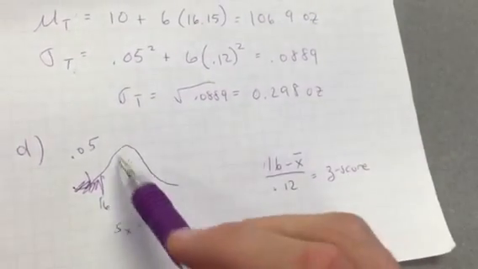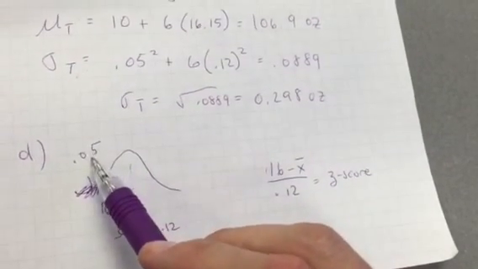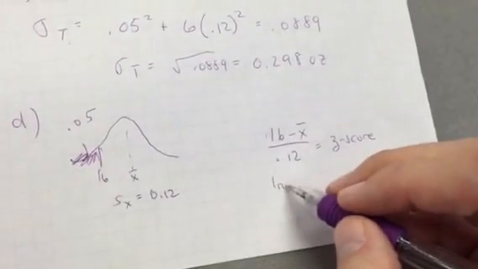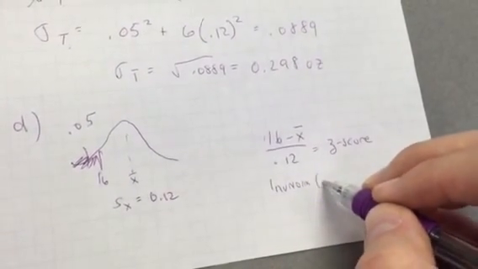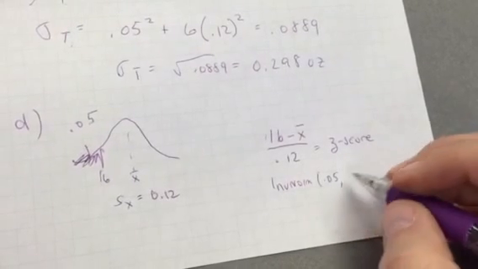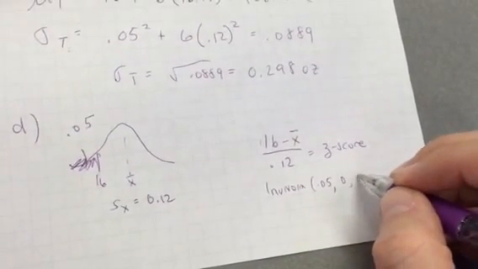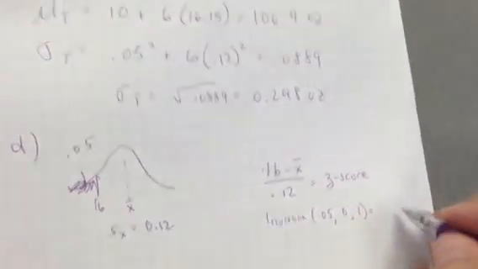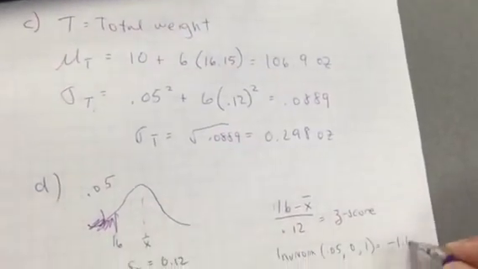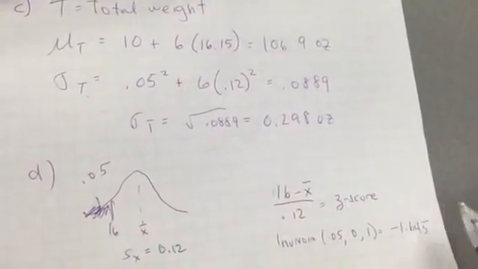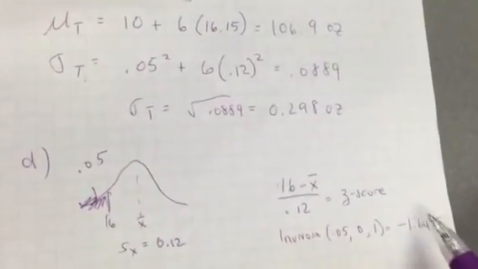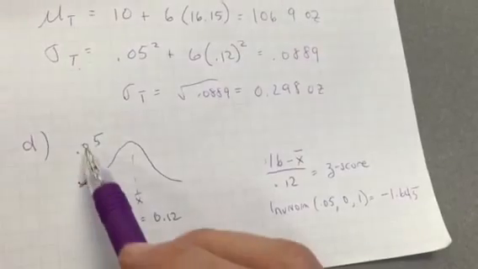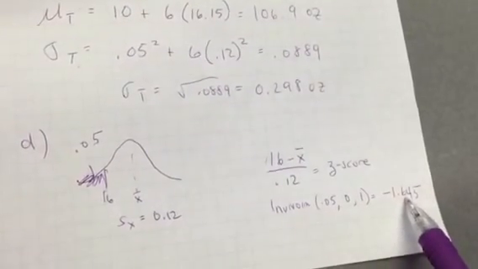That's where I need to use inverse norm. What z-score corresponds to 5% of the data falling below that? So if I did inverse norm, 0.05, what's the mean of z-scores? 0. The standard deviation? 1. That's going to give me the z-score that corresponds to this. And that is negative 1.645 using inverse norm. This z-score corresponds to 5% of the data values falling below it.